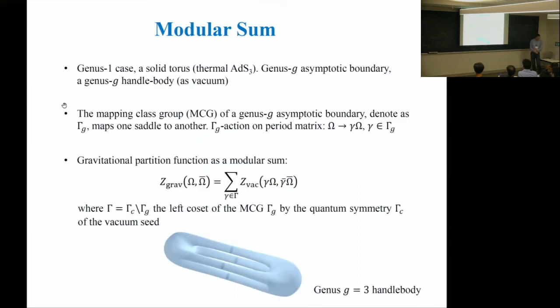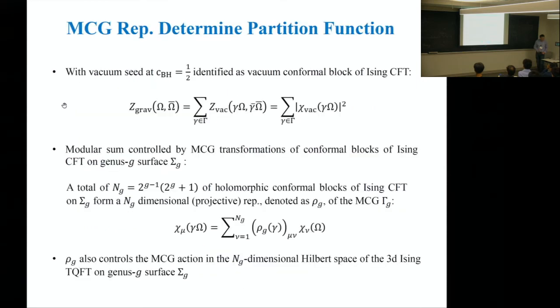And then once you have this vacuum seed, you form the modular sum, and as I said, instead of summing over the whole mapping class group, you sum over the quotient. And that's a finite sum. And then you write this thing down. What I should say is, the Ising CFT, that's something Microsoft's spending lots of money on. So we almost know everything about that theory. There's nothing we really don't know. You just look at the theory, and pretty much any question you want to know, we have it.